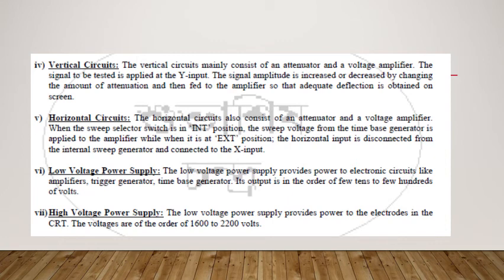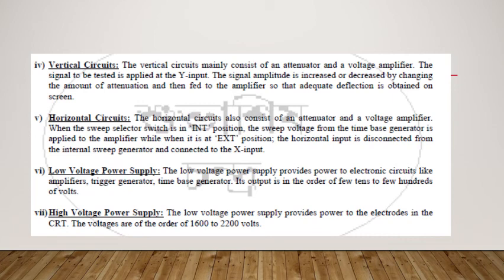Now, some other parts are the vertical circuit. The vertical circuit mainly consists of an attenuator and a voltage amplifier. The signal to be tested is fed to the vertical input, and the signal amplitude is increased or decreased by changing the attenuation. So this circuit is used to increase or decrease the signal voltage so that adequate deflection is obtained.